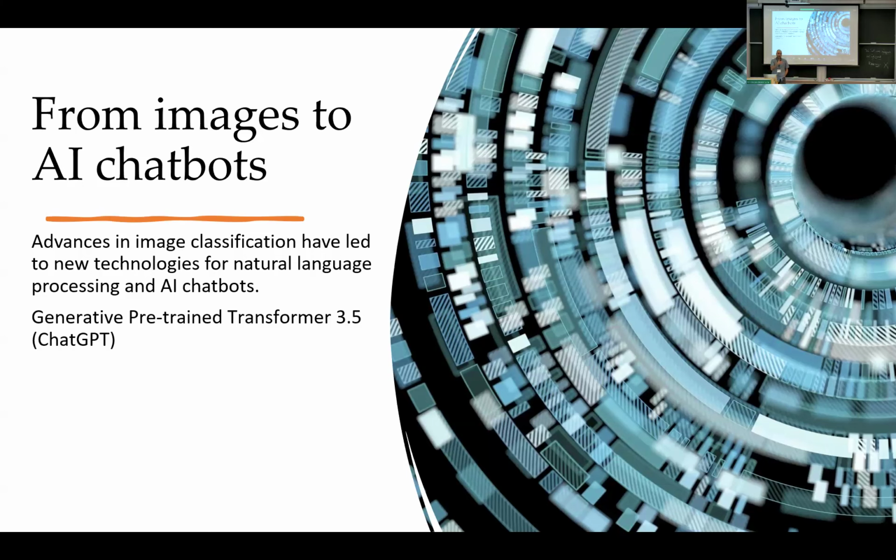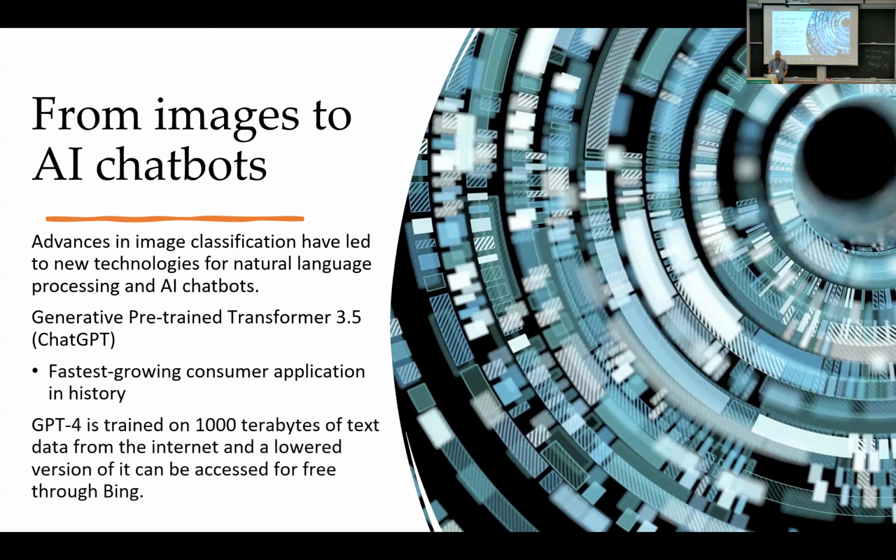Because of that, we had many advances in the field of image classification, including some of the very first deep neural network architectures. And then with transfer learning, many of those advances were transferred from the image classification field to the language field. And now, of course, you know about ChatGPT. It was the fastest growing consumer application in history, and GPT-4 was trained on 1,000 terabytes of text from the internet, and as you know, some lowered version of it can be accessed for free.